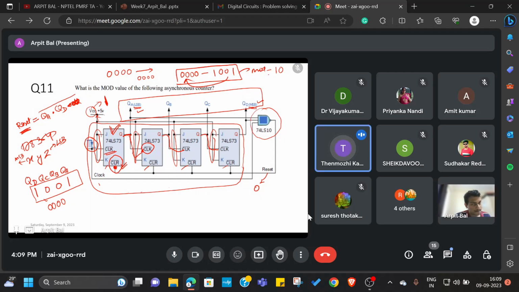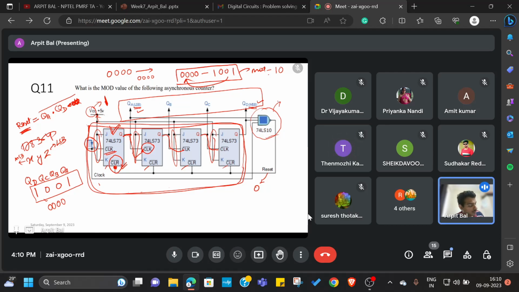Yes, sir. I need additional explanation. Did you understand this point, how we derived the reset logic? Yes, sir. After deriving the reset logic, were you able to visualize that this entire structure was an up counter? Sir, no, I can't get it, sir.